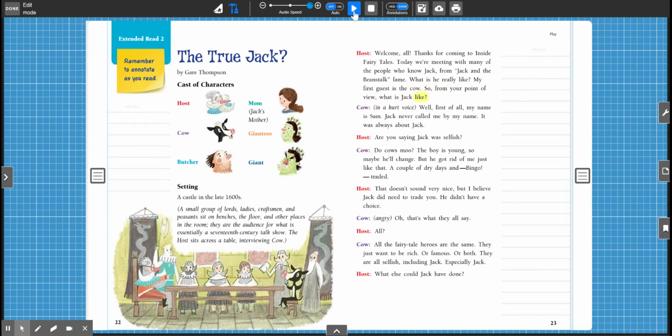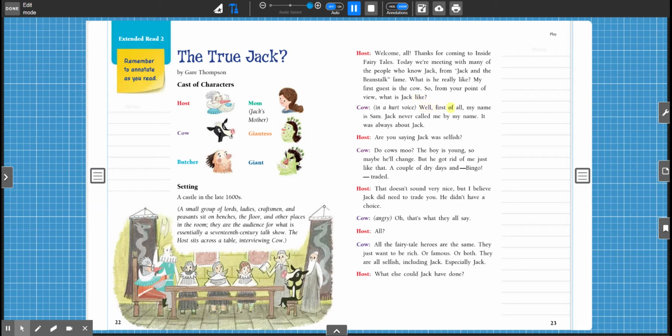So really quick, let's stop right there. So we know this is kind of like a talk show. So the host is interviewing the different characters on what they think Jack is like. Okay, so it's going to be our job to highlight what Jack is like. So pay attention to that.